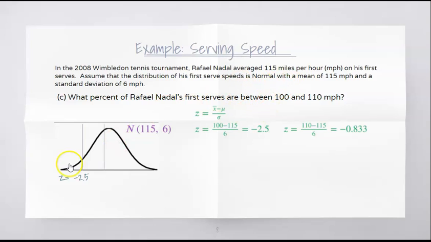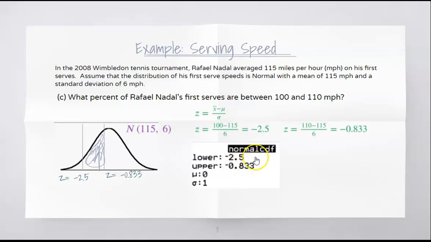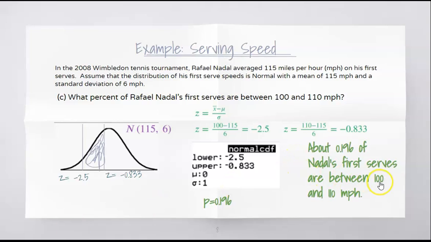Now, this is a between question, so I'm going to look for the area that falls between these two boundaries. So these are the two boundaries I'm going to use in my calculator. And you can see my lower boundary is -2.5, my upper boundary is -0.833. The mean is still 0, and sigma is still 1. It gives me a p-value of 0.196. So the correct interpretation of this answer would be that about 0.196 of Nadal's first serves are between 100 and 110 miles per hour.